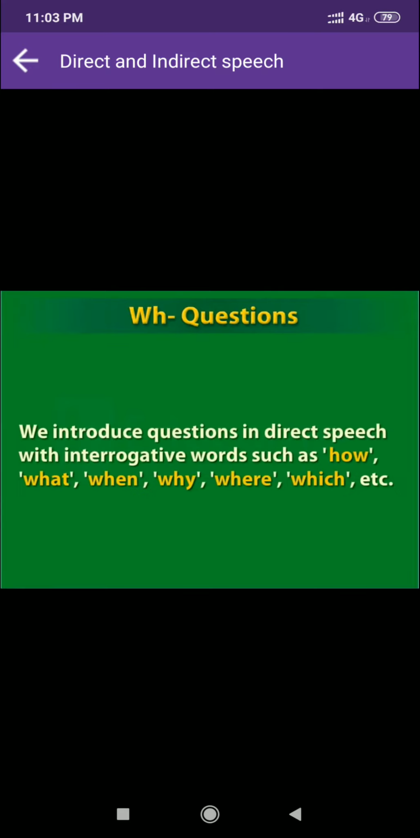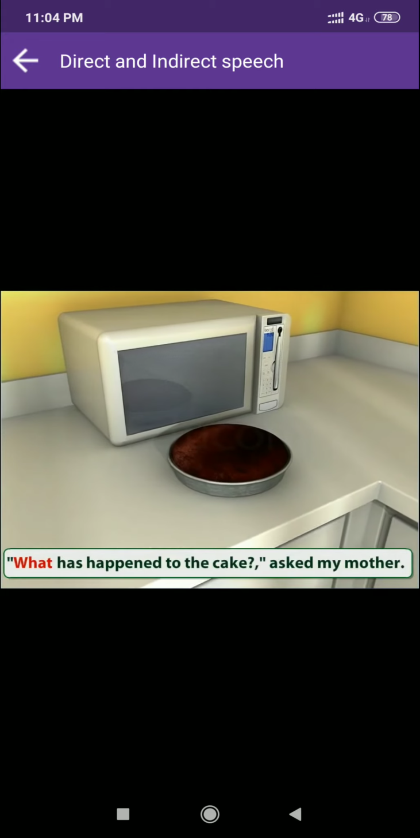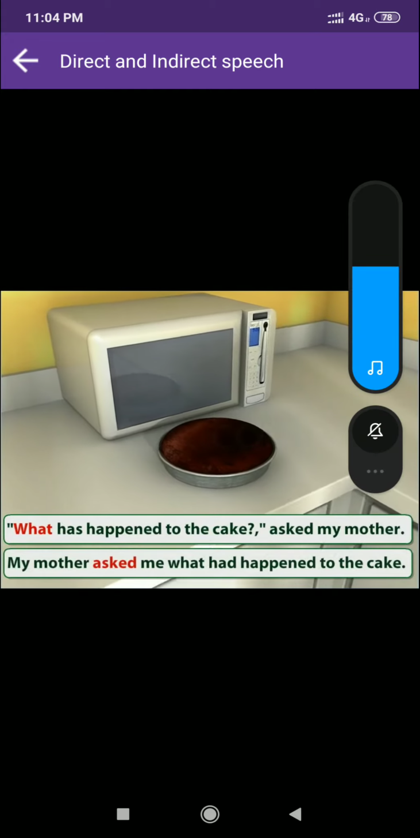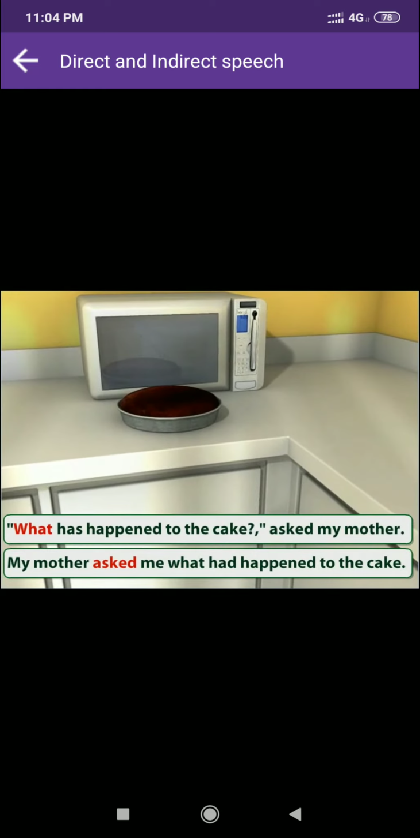WH questions. We introduce questions in direct speech with interrogative words such as how, what, when, why, where, which, etc. "What has happened to the cake?" asked my mother. My mother asked me what had happened to the cake. We introduce questions in indirect speech with reporting verbs like asked and inquired.